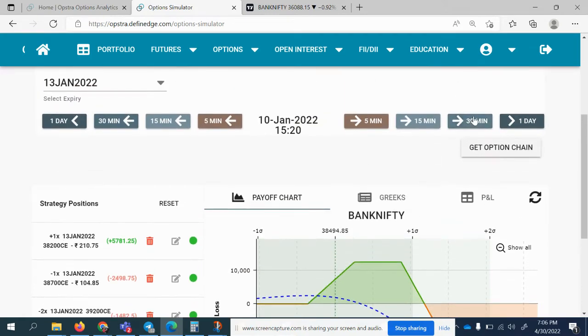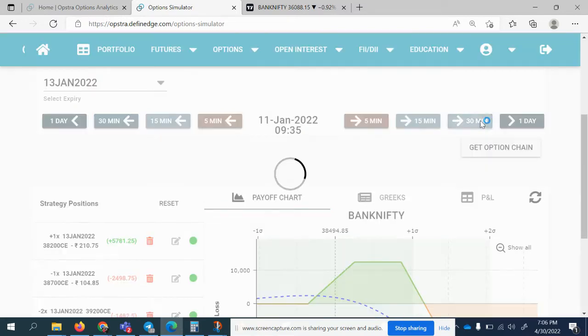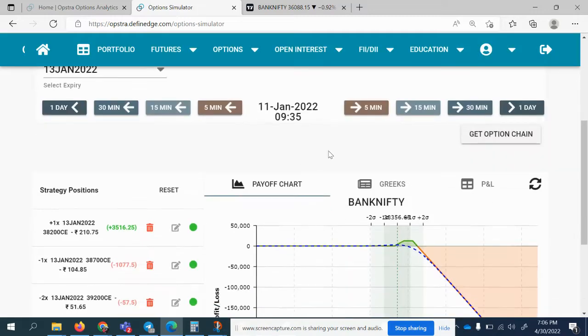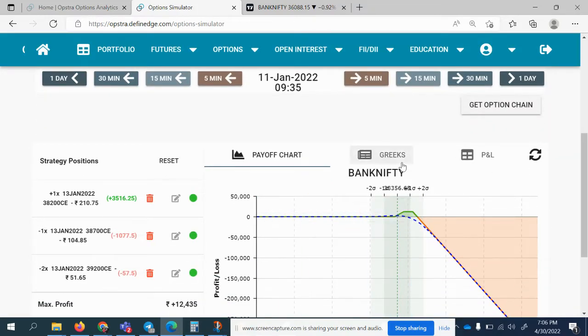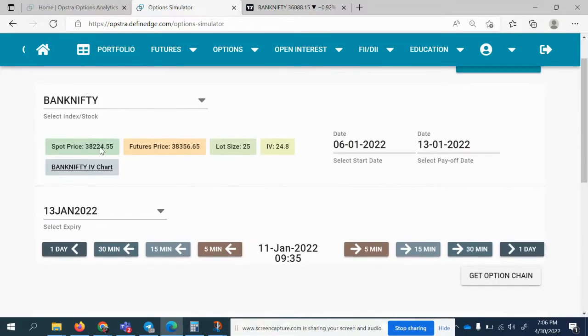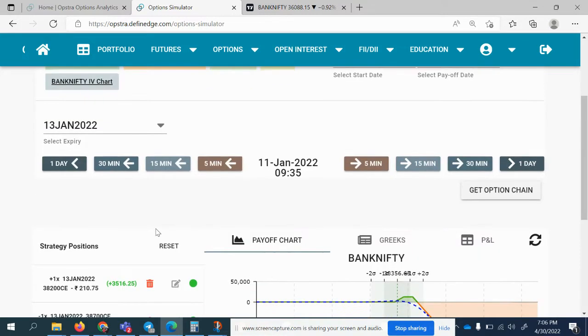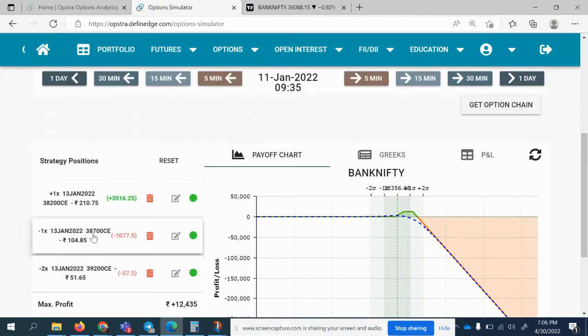Okay, so now I'll go 30 minutes. We are at almost 3:20 on the 10th Jan. I'll go 30 minutes, right? We are on the next day, 11th Jan. If you look at the price, it's 38,200, but our first sold position is 38,700.